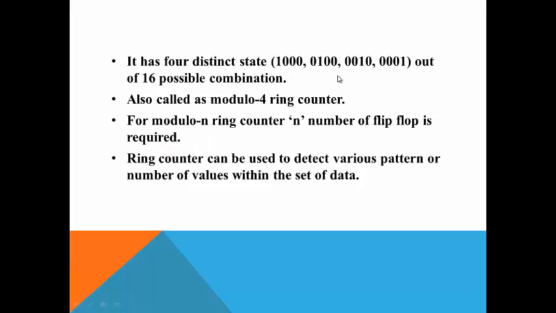These are the states of the ring counter: 1 0 0 0 and so on. It's a 4-bit register, so you have 16 different combinations, but only 4 combinations you will get. So it is called a modulo 4 ring counter. For a modulo n ring counter, you need n flip-flops. A ring counter can be used for getting various patterns.